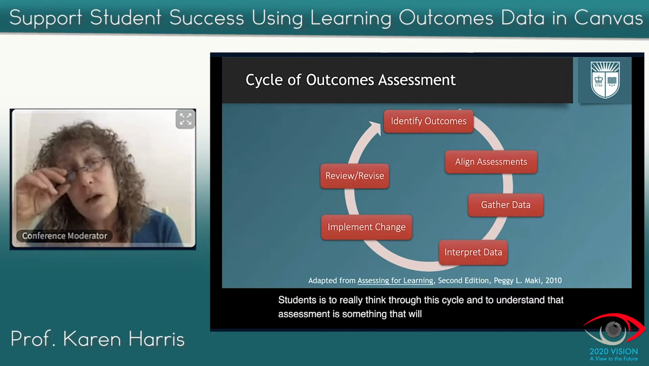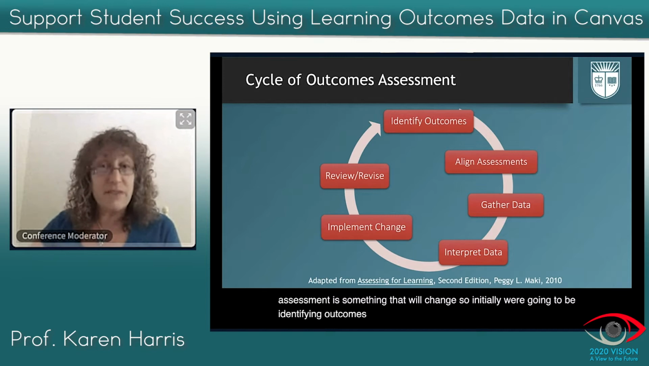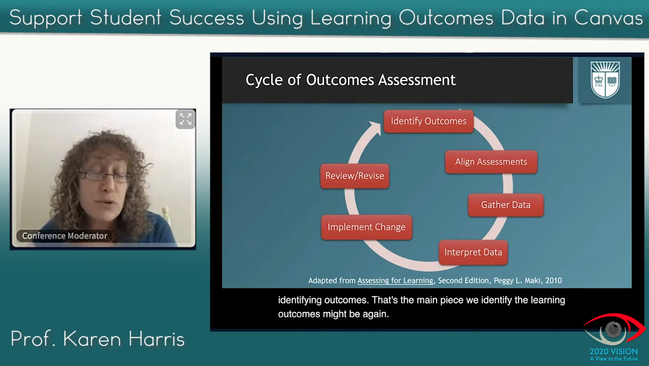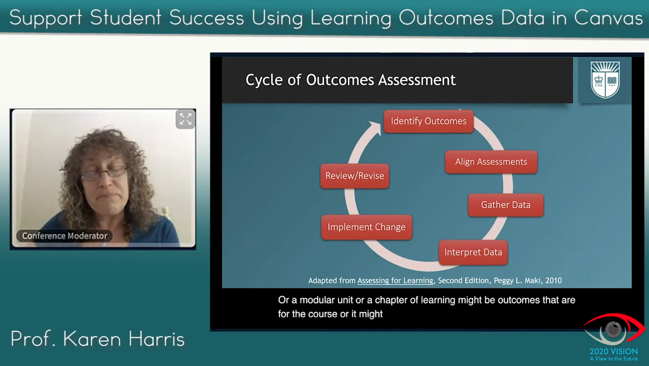So initially, we're going to be identifying outcomes. That's the main piece. We identify the learning outcomes, might be again for a module or a unit or a chapter of learning, might be outcomes that are for the course, or it might be a program.